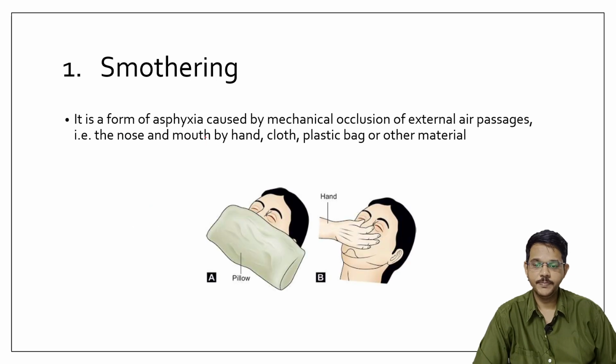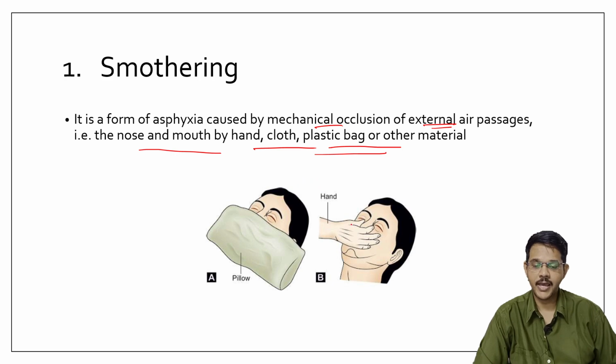Coming to them one by one, first is smothering. Smothering is a form of asphyxia caused by mechanical occlusion of external air passages, that is nose and mouth, by hand, cloth, plastic bag or any other material. So here peculiarly the nose and mouth are obstructed. Smothering is specific to external air passages, mainly the nose and mouth.